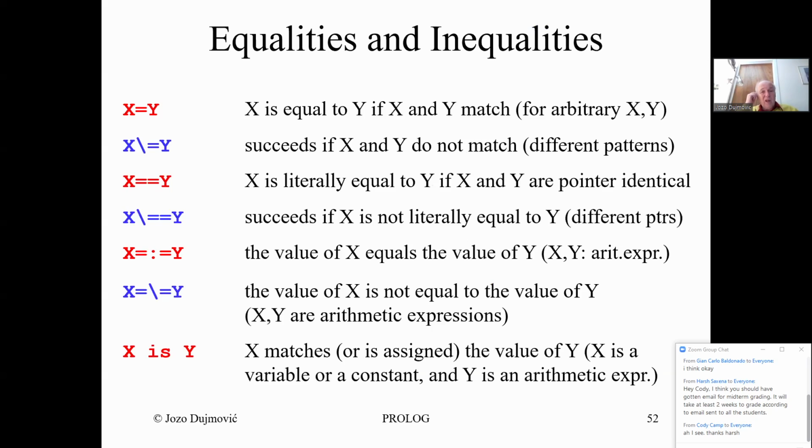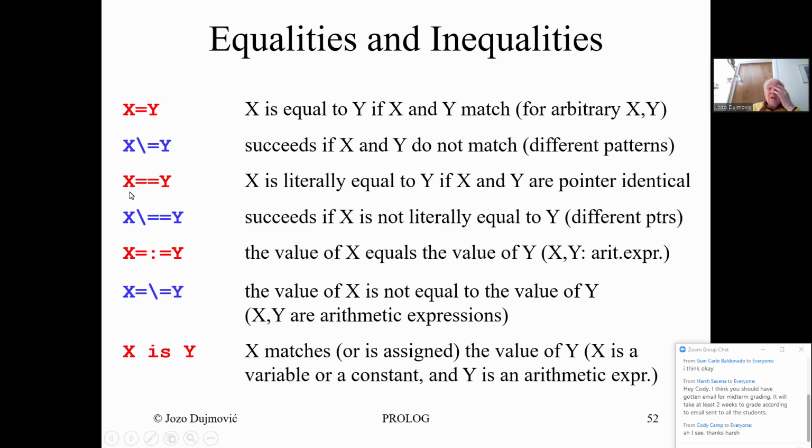Of course, we also have negations of them. So equalities and inequalities, there are 7 of them. The first is pattern matching equality, and pattern matching inequality. For example, 2 people must be different. So you cannot have Iceman equals Iceman. This is going to fail. But here, Iceman equals Iceman, yes, this is going to succeed.